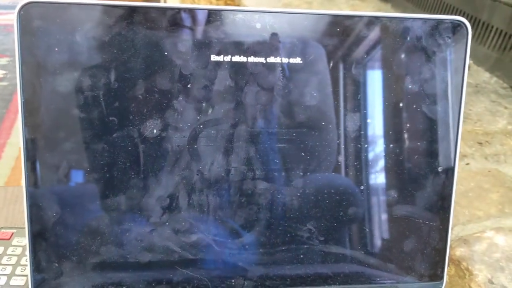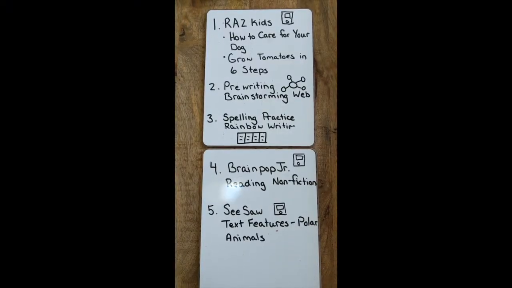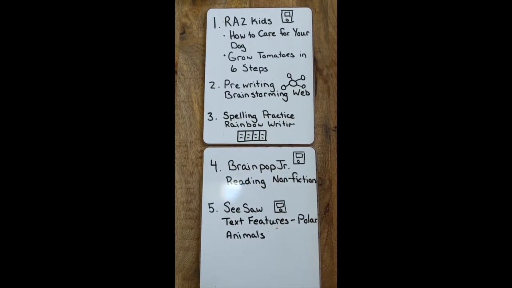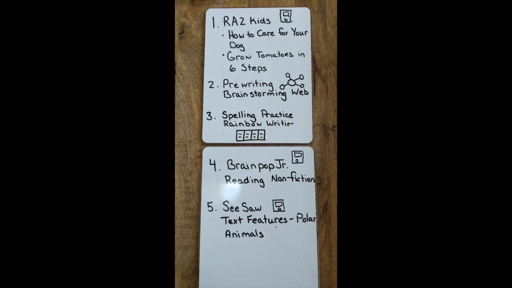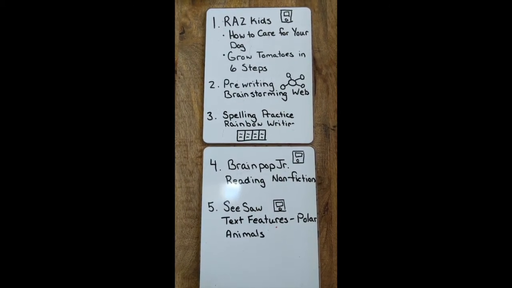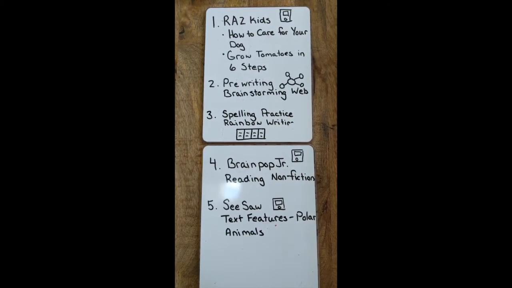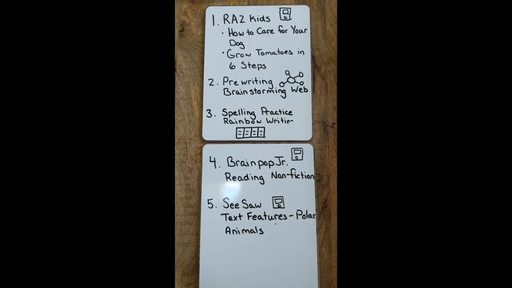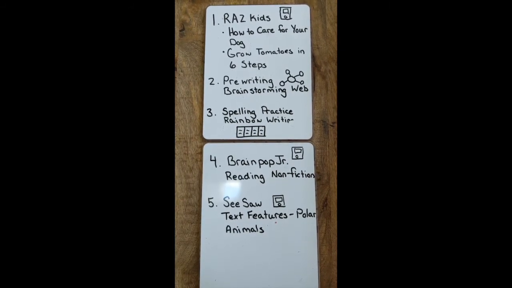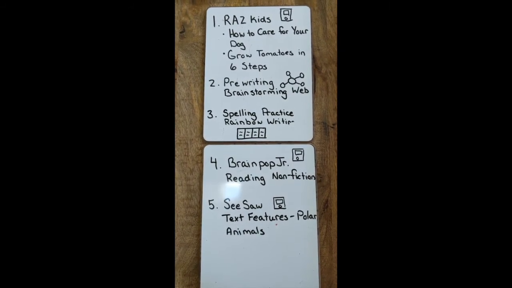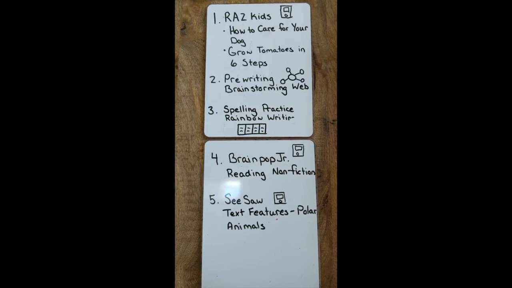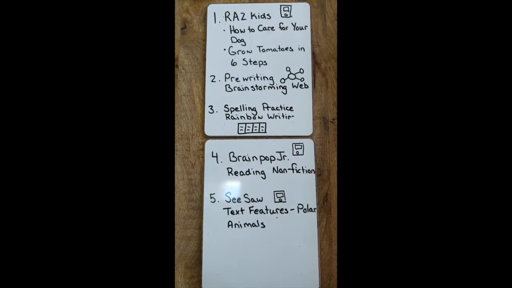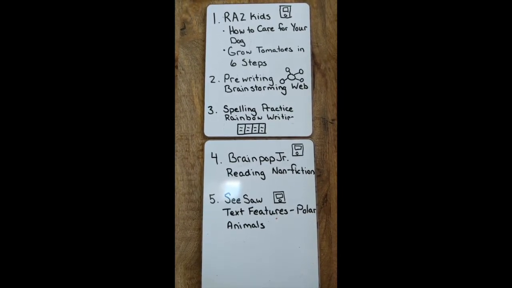And so that's our spelling for today. Today we have 5 centers. The first center is Raz-Kids. And you're going to read 2 articles, How to Care for Your Dog and Grow Tomatoes in 6 Steps. Grow Tomatoes in 6 Steps are some instructions on how to grow tomatoes. So when you read, think about what time words did they use? Did they use words like first, next, and last? You'll read them on Raz-Kids.